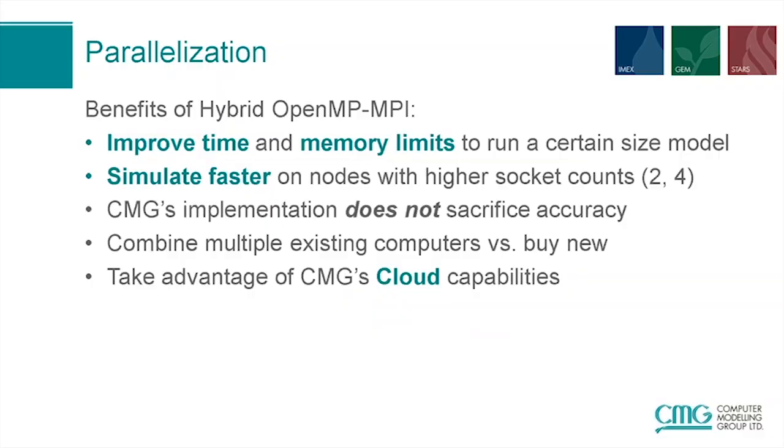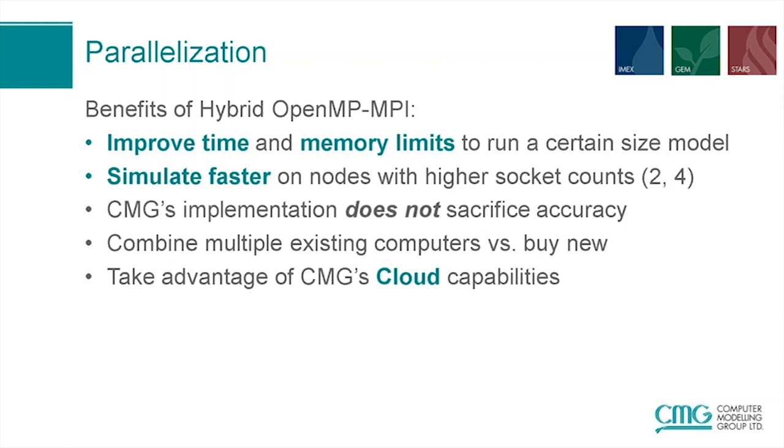So some benefits of parallelization. Parallelization allows you to improve your time and your memory limits to run a certain size model. You're no longer limited to what one computer can do; you can spread it over multiple computers. With the OpenMP and MPI hybrid model, we can simulate a lot faster on nodes with higher socket count, so these are the ones with multiple CPUs. Our implementation does not sacrifice accuracy, so your results remain consistent whether you run on one node or three different nodes.